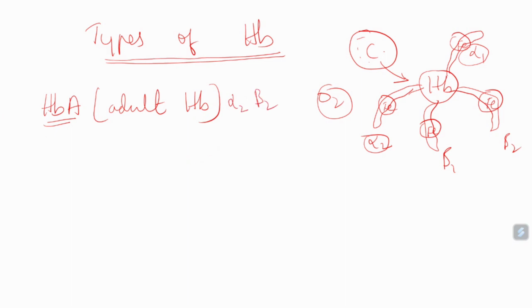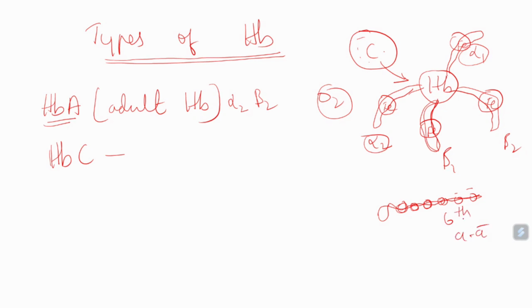Next, there is another hemoglobin called hemoglobin C. Hemoglobin C is a type of hemoglobin in which, in one beta chain of the hemoglobin, just imagine this is a beta chain, and this beta chain has many amino acids. It is made up of different amino acids.